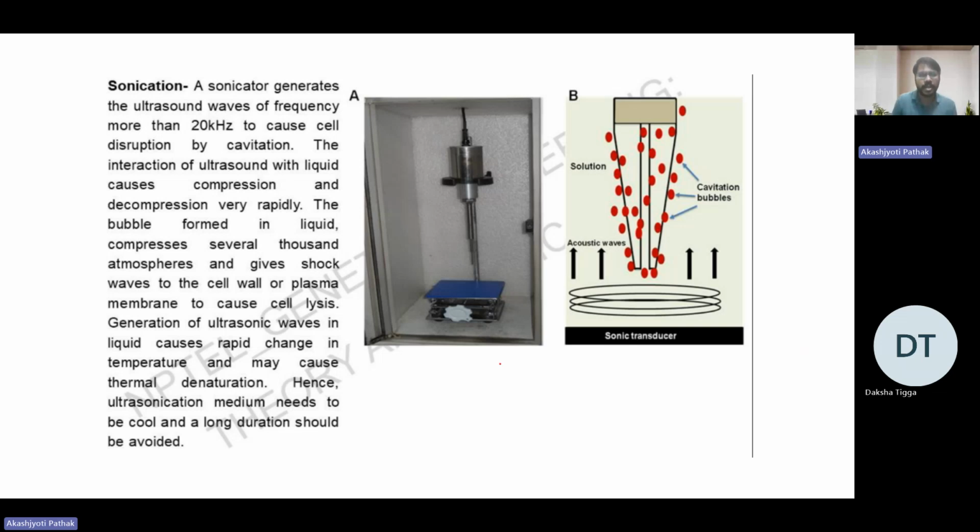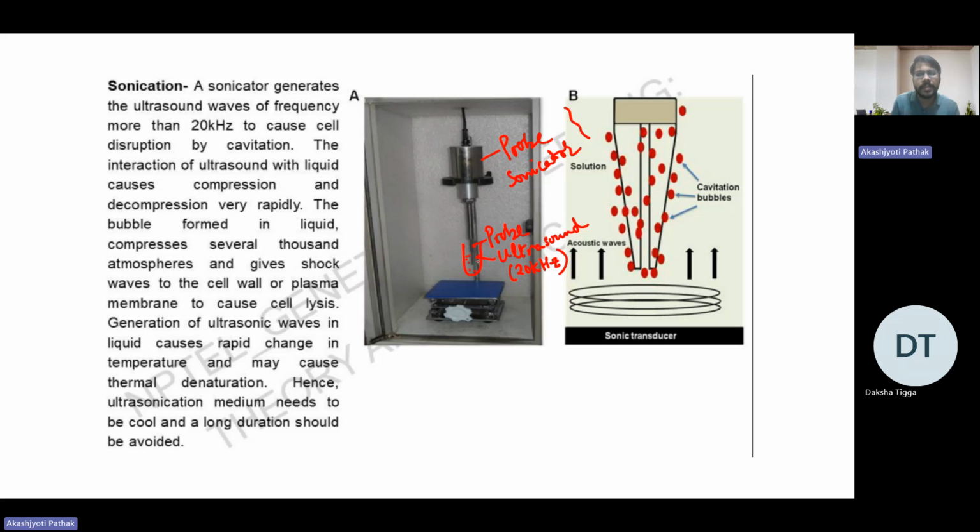Now another method is sonication. So what is done in sonication? This is basically a probe sonicator. If you have worked in any lab, you must have seen this. This is the probe of the sonicator, and this probe produces ultrasound. What is the frequency of the ultrasound? It is 20 kilohertz.